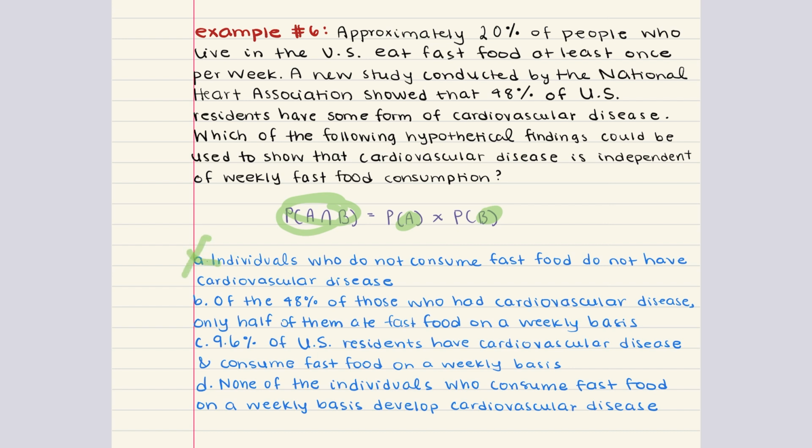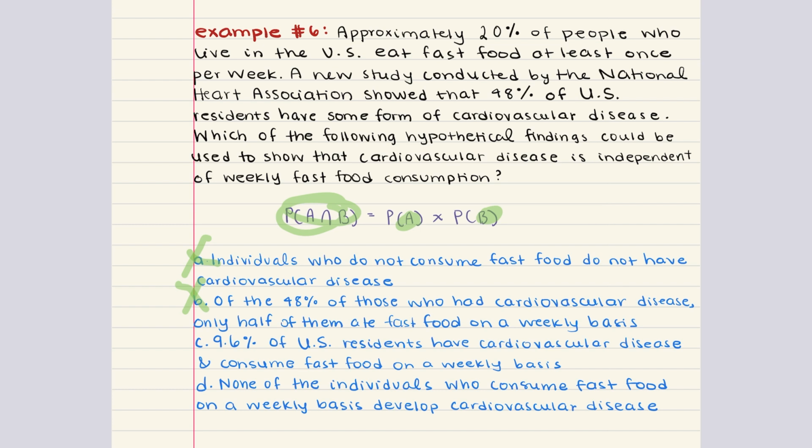B says, of the 48% of those who had cardiovascular disease, only half of them ate fast food on a weekly basis. Now, this statement describes the conditional probability of eating fast food given that someone has cardiovascular disease, but it doesn't provide the overall joint probability for the population. And without this value, we cannot test independence. So this answer choice is not correct.